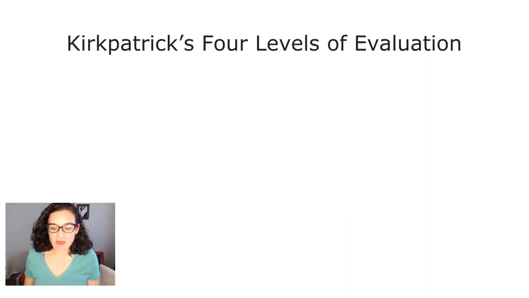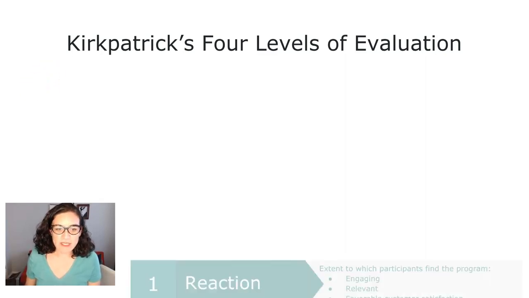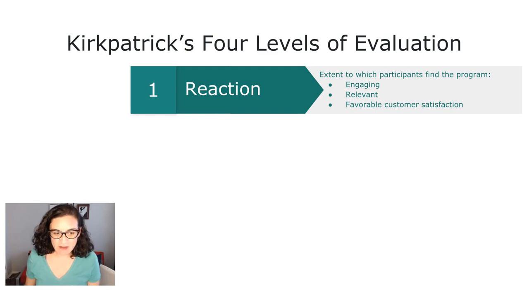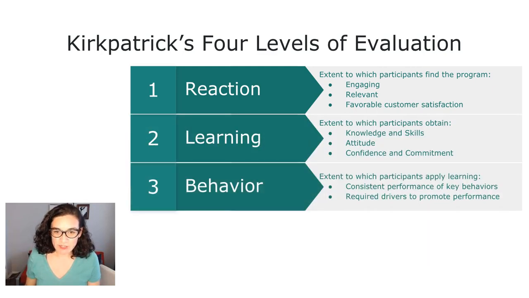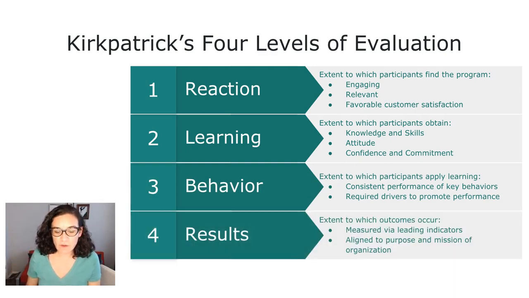So the four levels are actually pretty straightforward based on the way Kirkpatrick presented them. Level 1 was the reaction of the participants. Level 2 was the learning. Level 3 was behavior, and level 4 were the results. And they're fairly straightforward and intuitive.